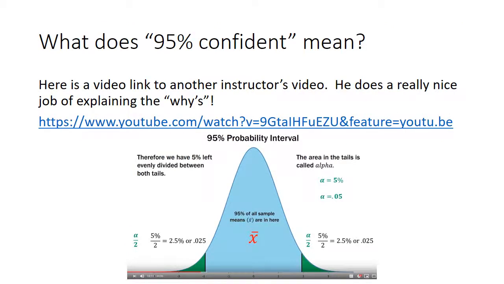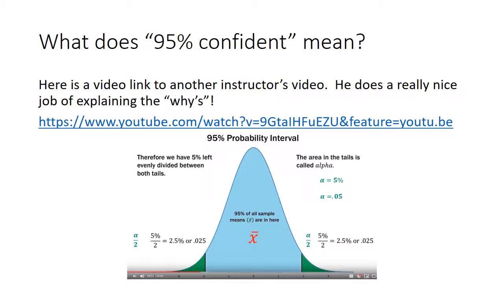All right, so what does this 95% confident mean? And here is a link to another instructor who does a video that does a lot of here's what it means. He does a really great job of that. He also does a few more calculations than I want you guys to do. I want you to use your calculators. I think that if we keep it simple, then you can focus on what it means, not on the nitty-gritty details of multiply this, divide this, blah, blah, blah.